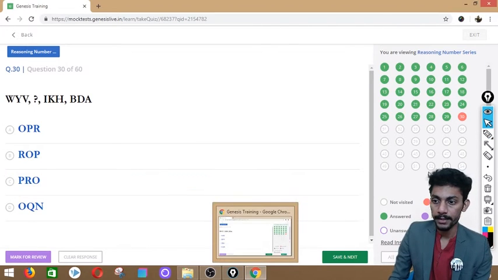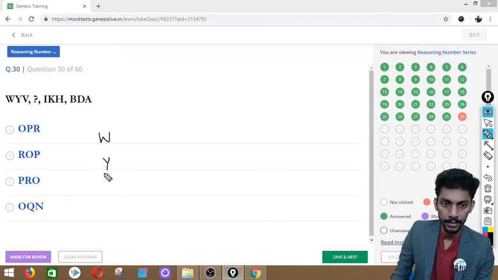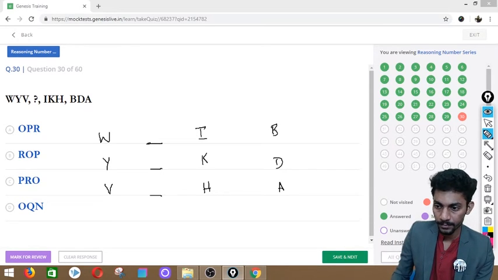Let's move on to question number 30. The question says W, Y, B, I, K, H, B, D, A. W, Y, B, and we have a space here. That's what we have to find out. I, K, H, B, D, A. Now let's see here.